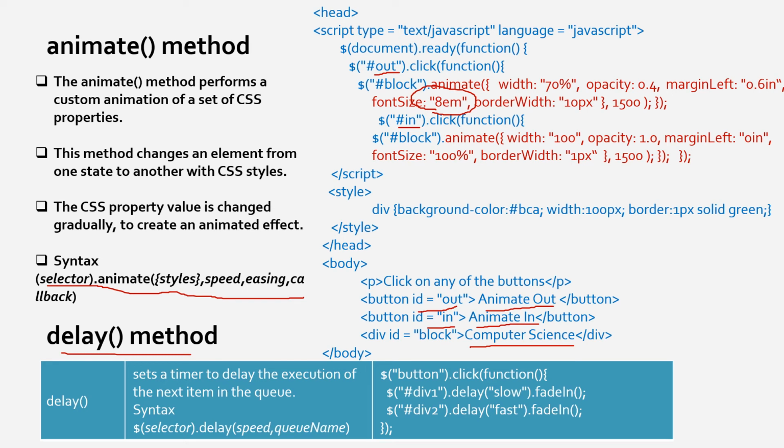This is the syntax: selector, delay, speed, then the queue name we need to specify. This is the format. An example is given here. Same divisions we have taken, two boxes there. We have considered slow, fast and so on. You can also specify timing in milliseconds, and fade in and others we specified here. This is about the delay function.